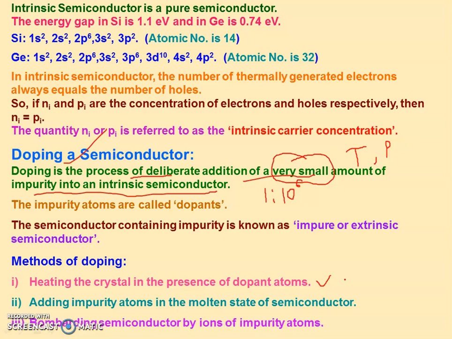And the third process is bombarding semiconductor by the ion of impurity atom. We have to hit the semiconductor by the impurity atoms. So these are the methods of doping. In the process of doping, we can get the extrinsic semiconductor.